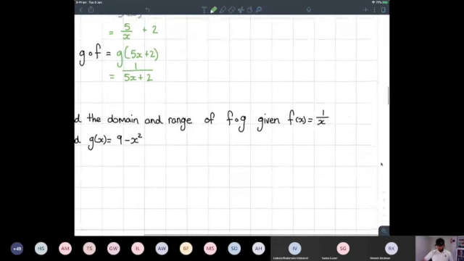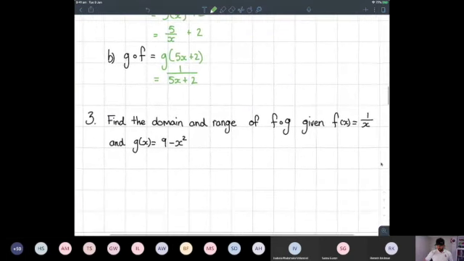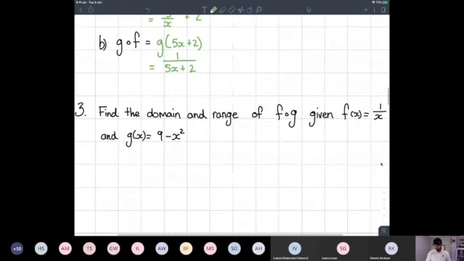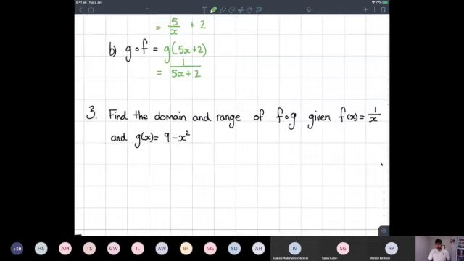Do I have anything else? No. All right, so for example, that 3 there, can you find the domain and range of f of g, the fog, given that f of x equals 1 on x and g of x equals 9 on x squared?